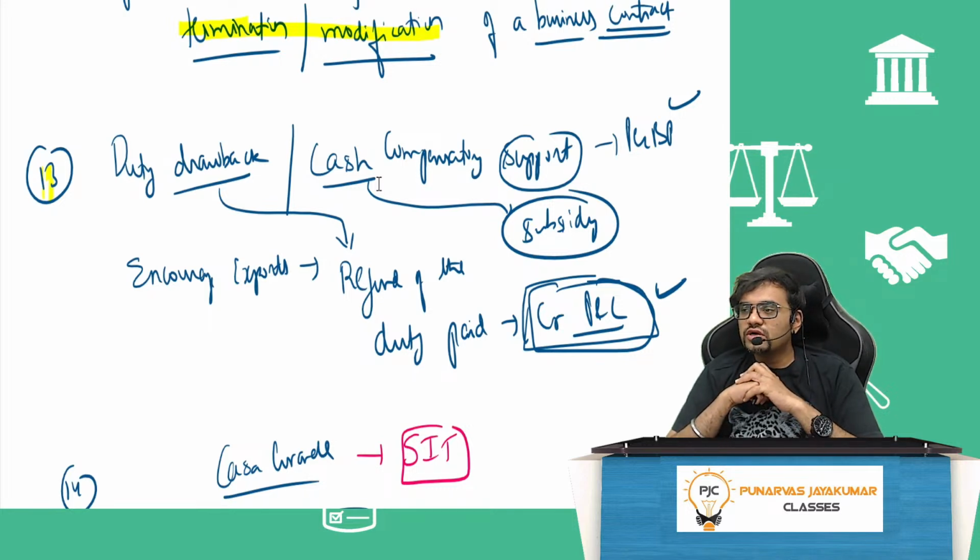They will give you something called duty drawback. So whatever customs duty you pay, it will be refunded by the government. So if my cost was 1 lakh and 10,000 was customs duty, let's say, tomorrow they will refund back that 10,000 rupees. Is that PGBP? Yes.